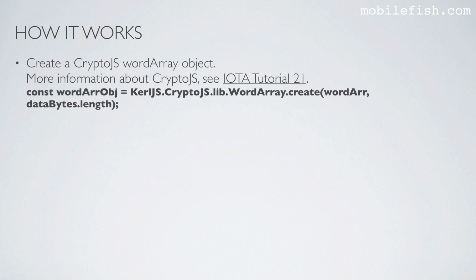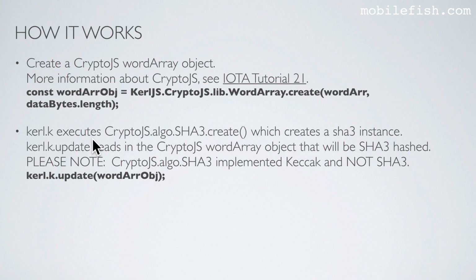Next is to create a Crypto.js word array object. More information about Crypto.js, see IOTA tutorial 21. And this is how it is done in code. Curl.k object executes this Crypto.js method, which creates a SHA-3 instance. Curl.k update reads in the Crypto.js word array object that will be SHA-3 hashed. Please note the Crypto.js SHA-3 algorithm implemented is Keccak and not SHA-3. This is how it is done in code.